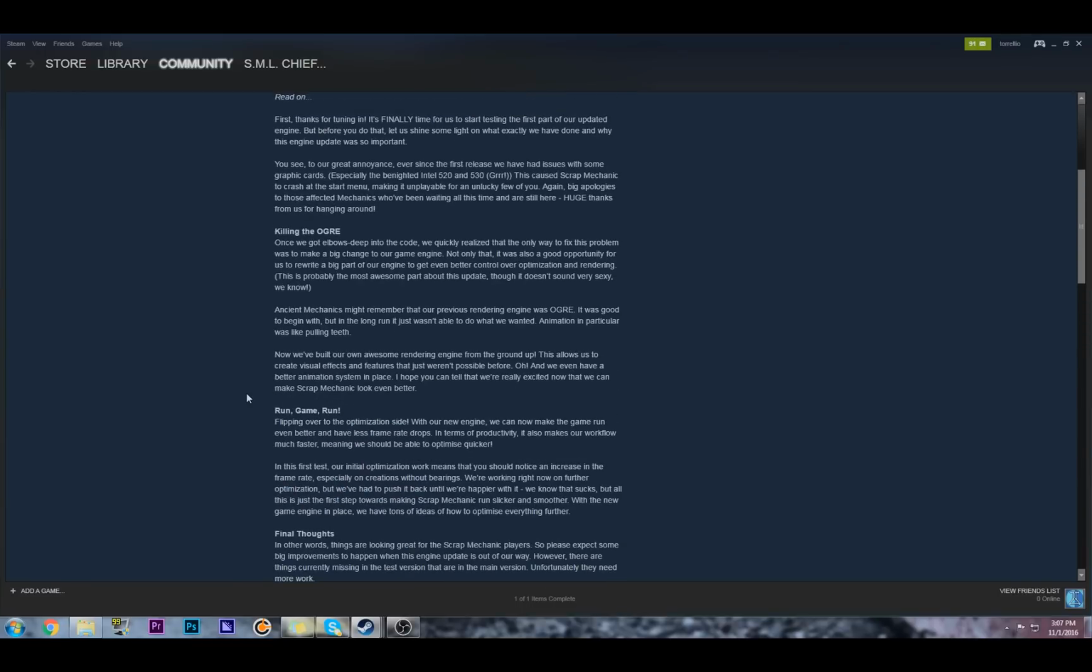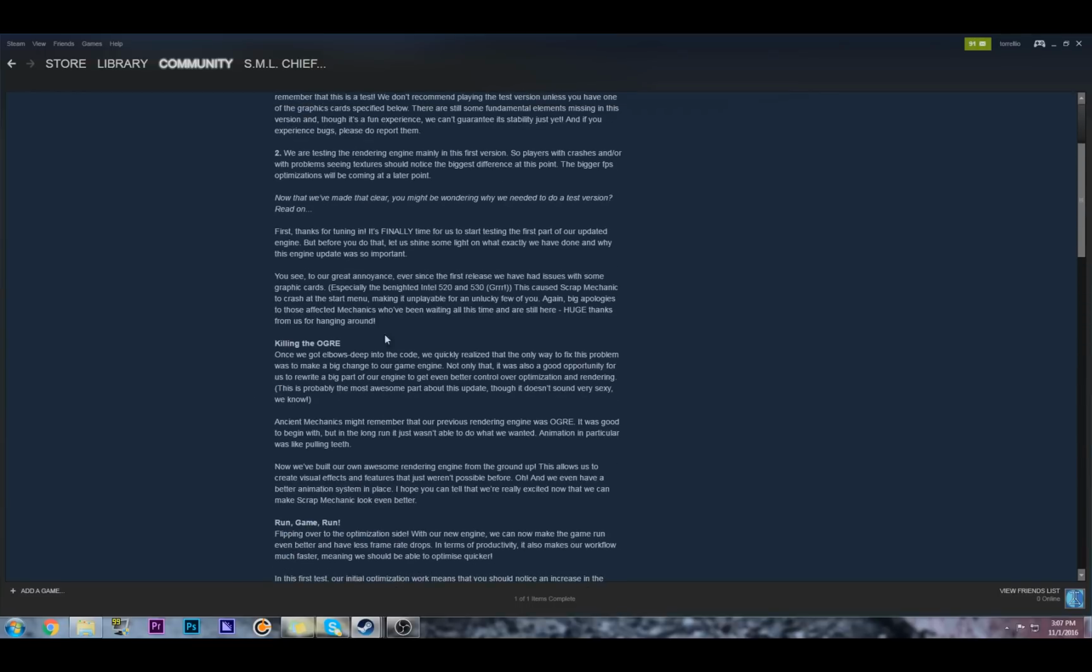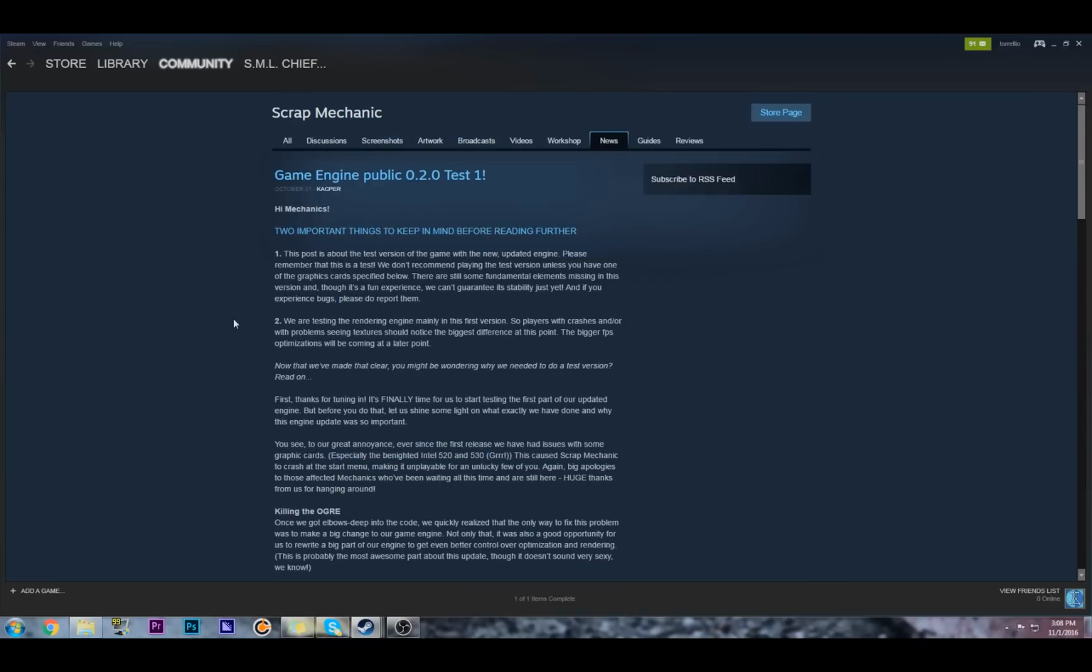If any of you who are using the Intel 520 and 530 chipset are able to get the game working with the new engine, please tell us about it in the comments. I would like to know what that experience is like, because I'm pretty sure this is where it's at, because they specifically said it here.